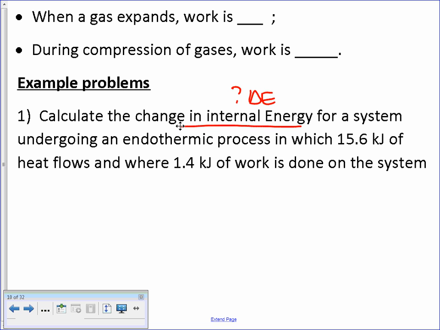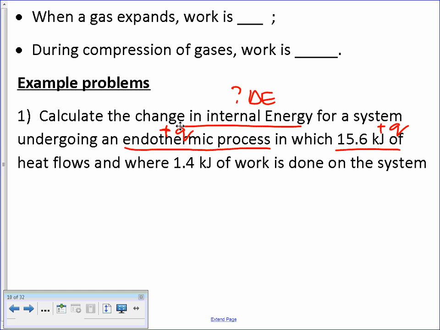So endothermic means what sign? Positive, and what variable is this referring to? Q. So this is positive Q. I'm just kind of labeling as I go. In which 15.6 kilojoules, so this is positive Q right here actually, of heat flows, and where 1.4 kilojoules of work is done on the system.